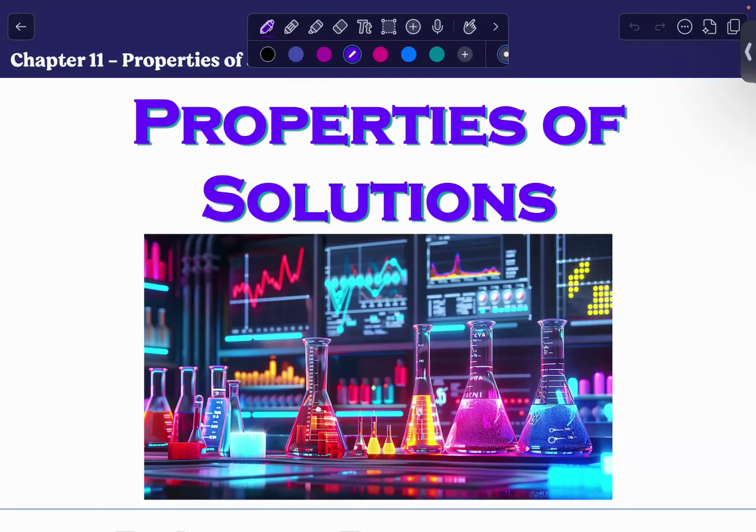Okay, so we are now in chapter 11, properties of solutions. So we'll start the math in this chapter. I don't think any of the math is bad, but I've been doing this for 20 plus years. So we'll just try to ramp it up slowly. It really shouldn't be too difficult.